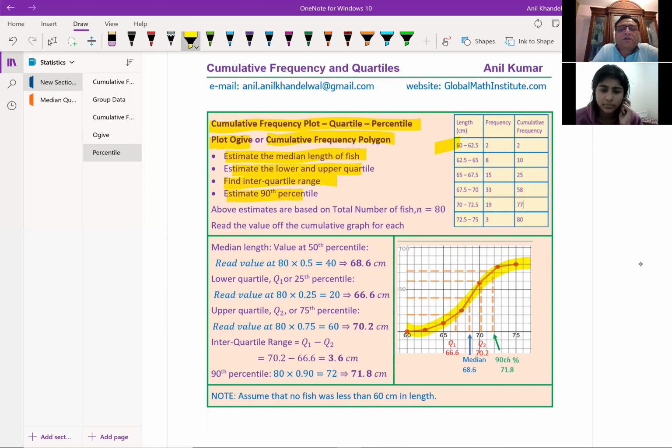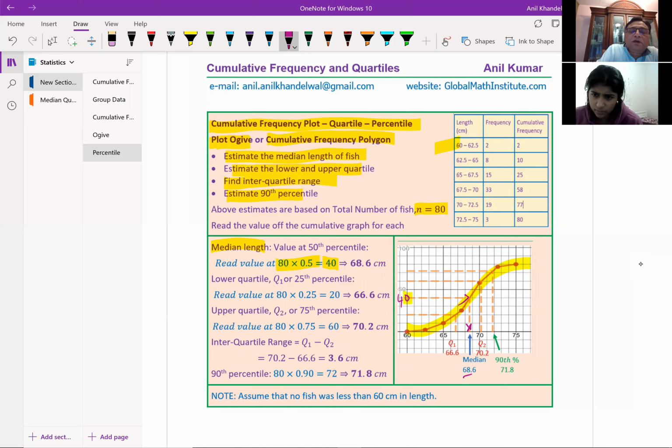Now clearly, we have the value n equal to 80. To find the median, we have to find the center value. So we'll do 50% of 80. So 80 times 0.5 is 40. So we're looking for where 40 is in the graph, correct? You can draw the horizontal line here at 40, go across to the graph and then down, and the median value can be read from the graph as 68.6. So you get your median from the cumulative frequency. Is that part clear to you? Yeah.